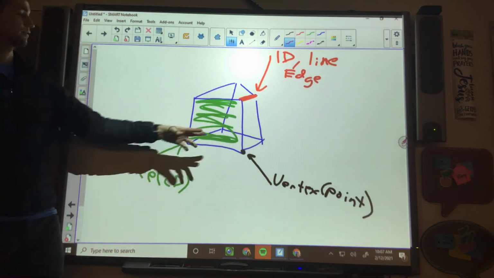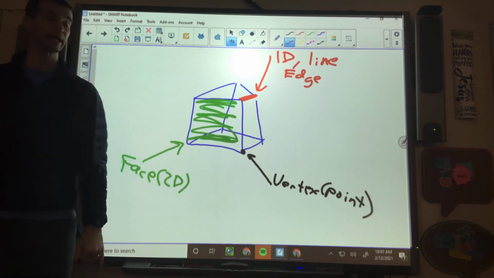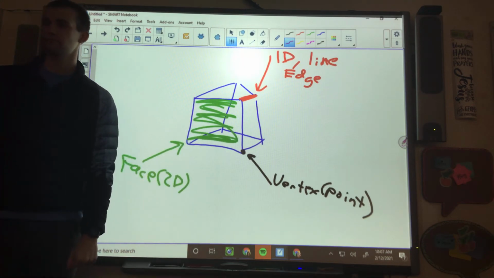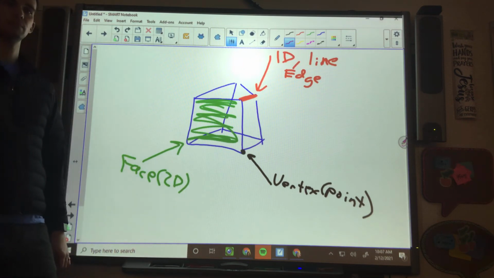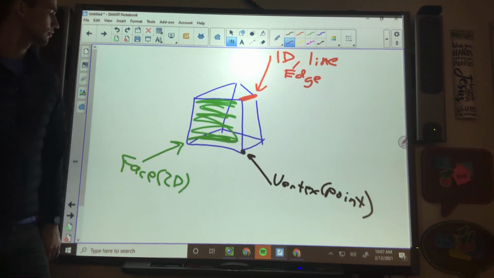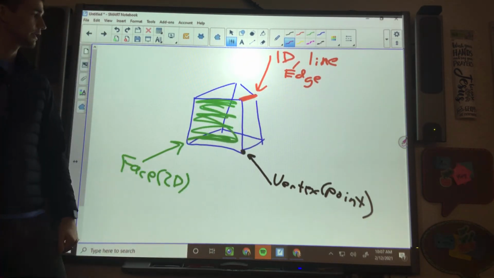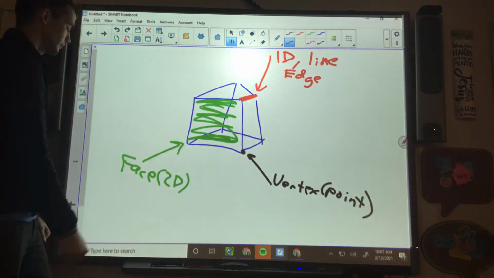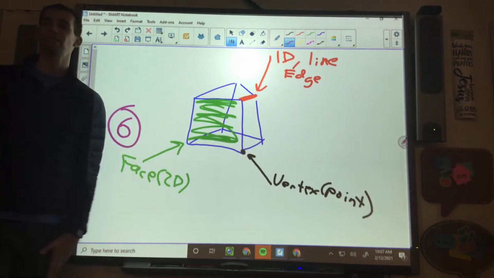So let's look at this then. How many bases, faces, and vertices, remember vertices is the plural of vertex, does a cube have? How many bases, faces? Two what? Nope. This is one face. There's another face. Yeah, 6. 1, 2, 3, 4, and then top and bottom. So it's got 6 faces. How many edges? How many vertices?